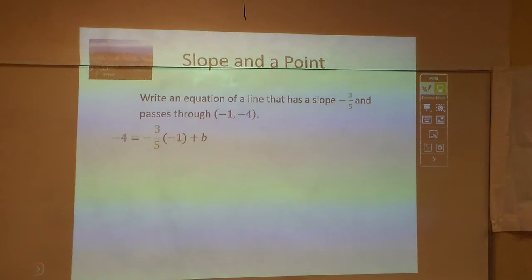Take negative 3/5 times negative 1, which is a positive 3/5, and I have negative 4. Now I need to minus 3/5 from each side. Now, old school people got to get a common denominator, which negative 4 is the same thing as a negative 20 over 5. So negative 20 minus 3 would be a negative 23/5.